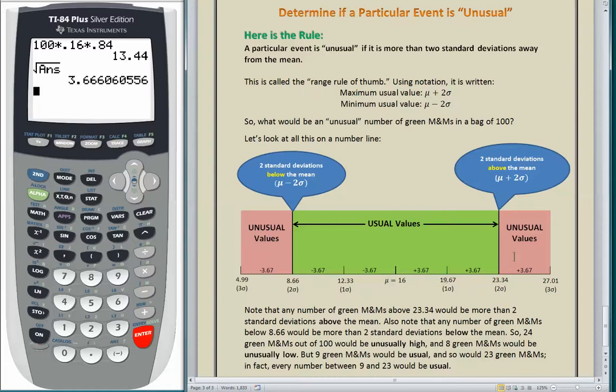So any score, I can't even remember what this problem was talking about, but any value above 23.34 would be unusually high, and any value below 8.66 would be unusually low. So if we look at this verbiage down here, it says 24 green M&Ms out of 100 would be unusually high. And we can see that because 24 would be over here somewhere. That would be in the red area. So that would be an unusual value. And 8 would be unusually low. 8 would be to the left of this 2 sigma line here. So that would be unusual. It would be unusually low.